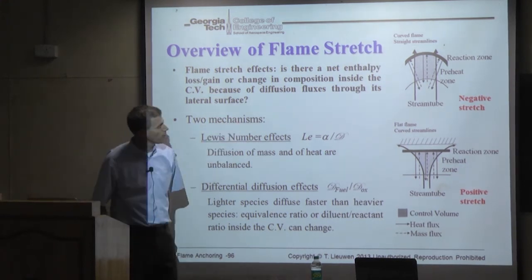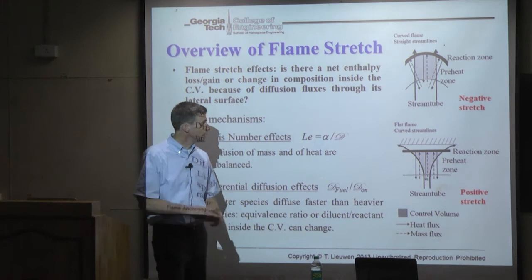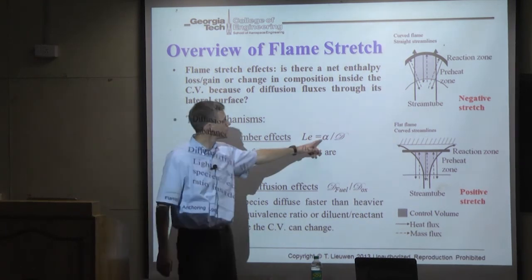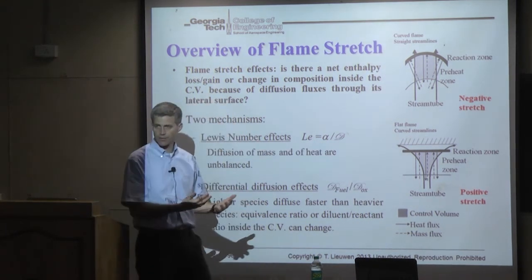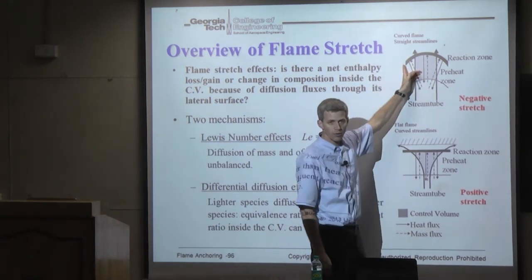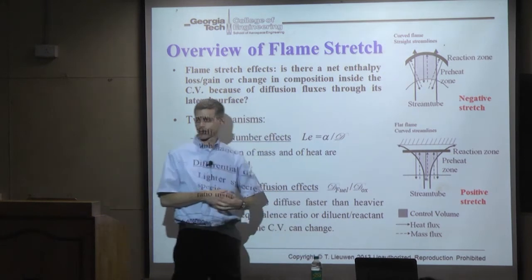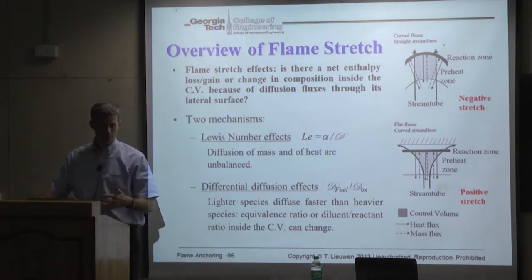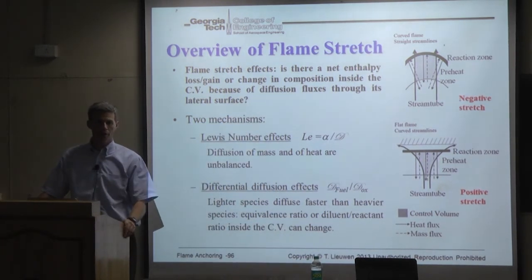So for this example, if alpha, the thermal diffusivity, is greater than D, the mass diffusivity, then you will be gaining more thermal energy than you're losing chemical energy. The flame temperature will be higher than the adiabatic flame temperature, and the flame speed will be higher than the unstretched flame speed. Yes? But sir, you told the streamlines will be converging there.